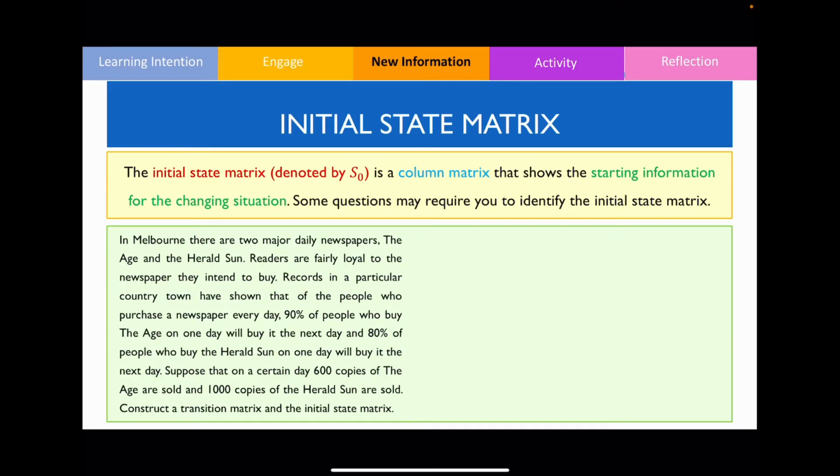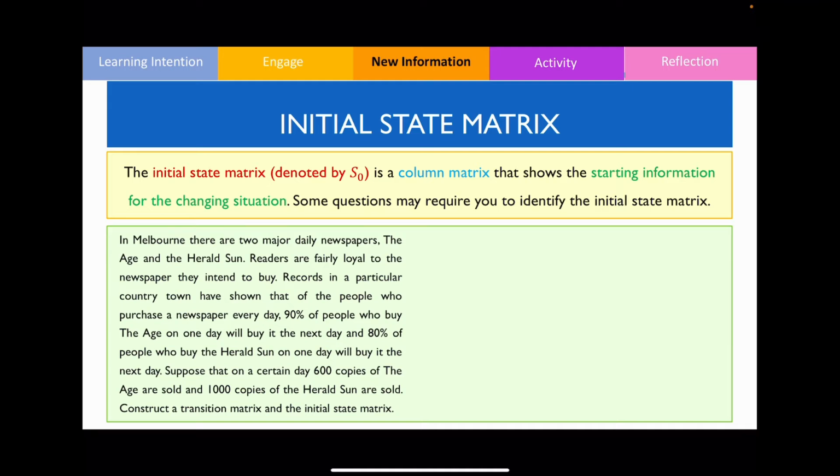In this example, it reads, in Melbourne, there are 2 major daily newspapers, The Age and The Herald Sun. Readers are fairly loyal to the newspapers they intend to buy. Records in a particular country town have shown that of the people who purchase a newspaper every day, 90% of people who buy The Age on one day will buy it the next day, and 80% of people who buy The Herald Sun on one day will buy it the next day. Suppose there are a certain day, 600 copies of The Age are sold and 1,000 copies of The Herald Sun are sold. The question wants us to both construct a transition matrix as well as the initial state matrix.